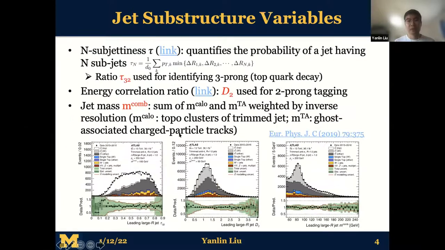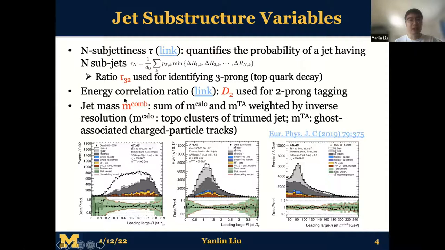Then regarding the substructure variables. First, we have the N-subjettiness τ_N, which quantifies the probability of a jet having N subjets. You can also find the equation here. The variable widely used in the boosted taggers is τ32. It's the ratio between τ3 and τ2, which is very useful for three-prong tagging like the top quark decay.